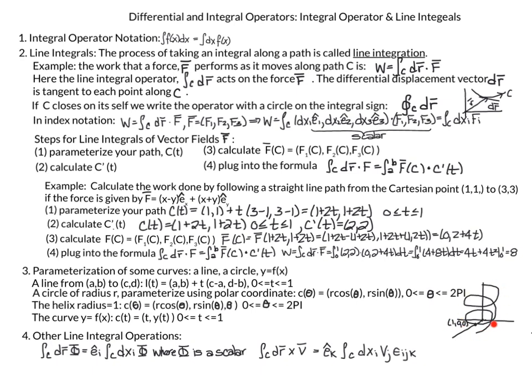And this is a helix of radius 1. Last, your book very briefly mentions the line integral operator over objects other than just vector fields. There's this scalar and also this cross product, and I did not cover these in my video.